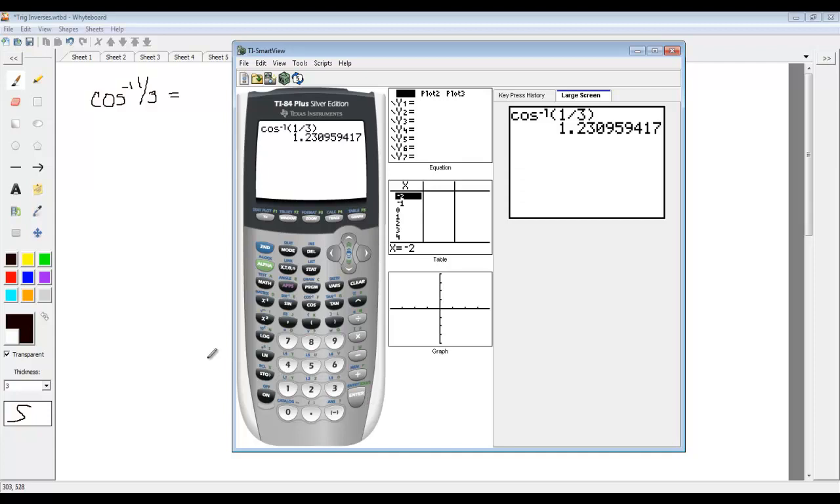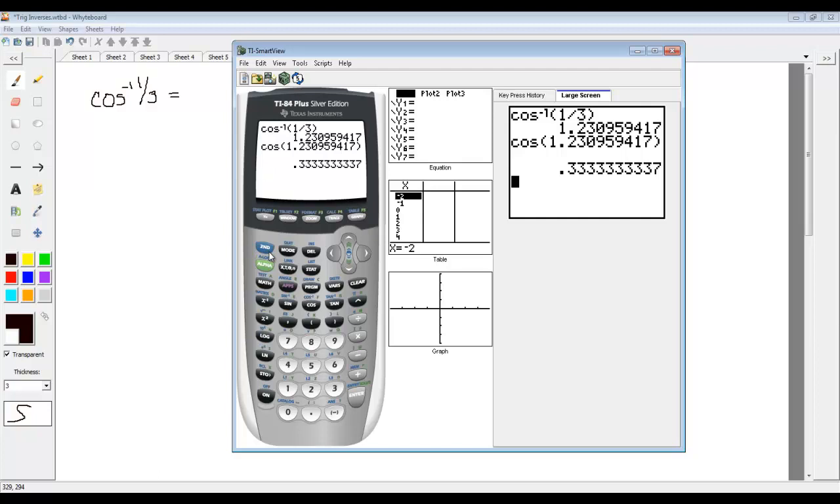So basically, the cosine of that value, the cosine of 1.230959417, should give you something awfully close to 1/3. It's rounded, so you know down the line it's rounded, but 0.33333, it's giving you basically back 1/3.